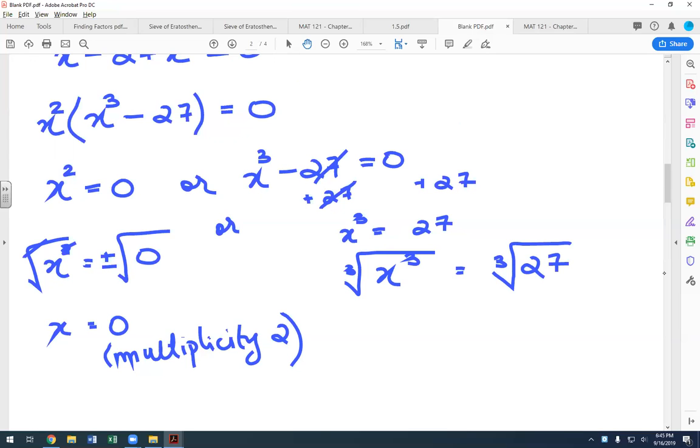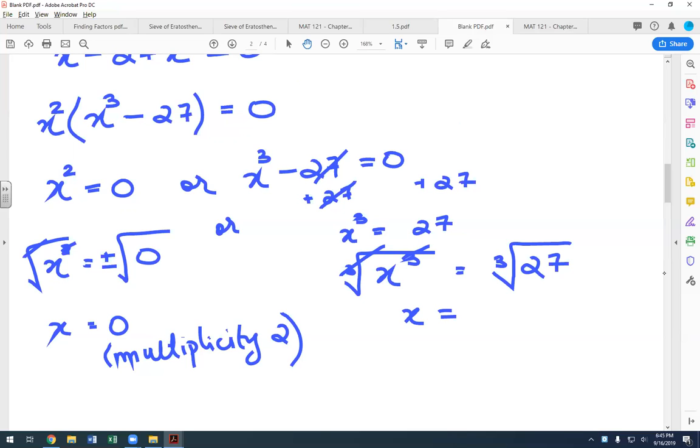Cube roots do not need a positive and a negative sign, because if it's a positive number, your root is positive. If it's a negative number, your root is negative. So unlike the square where we put a plus or a minus, you don't have to do that with the cube. So the cube and the cube root cancel each other out, giving you x.